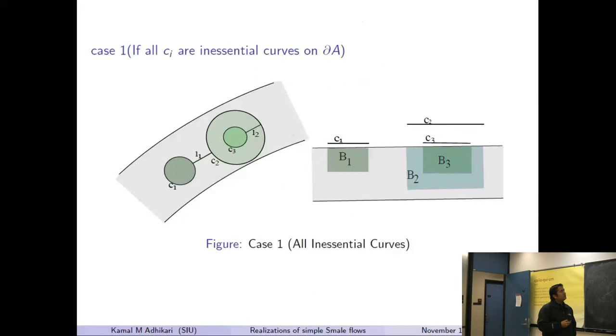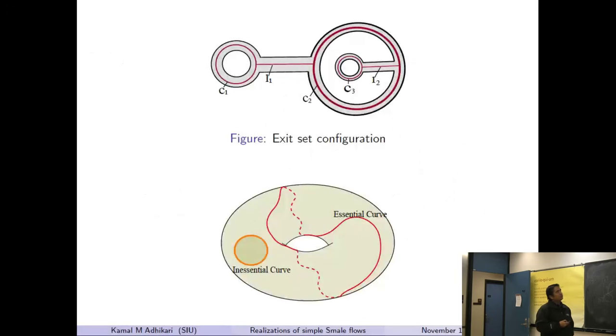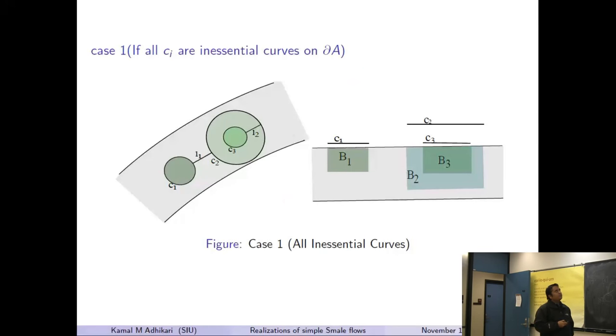If all Ci are inessential curves on the surface of attractor, where delta A is the neighborhood of attractor, then they look like this. This is the part of attractor neighborhood. Because the exit set configuration is like this, C2 bounds a disk from this configuration. So if all are inessential curves, they fit on the surface of the neighborhood of attractor this way. Then we can create a ball by pushing the surface a little down, taking this ball out, we glue to the respective annuli, B1, B2, and B3, and then we fill the gap.